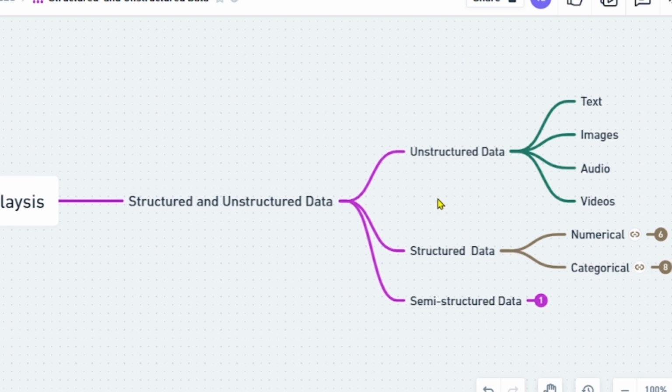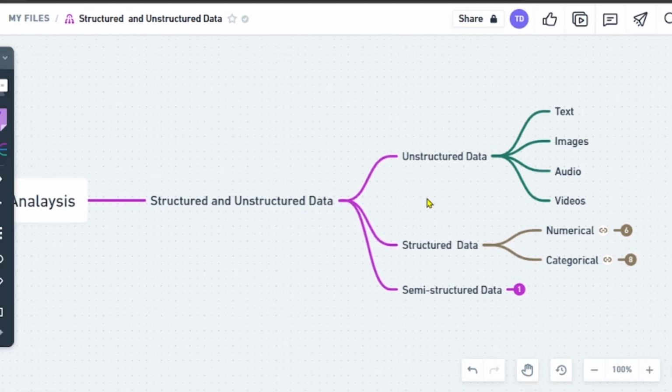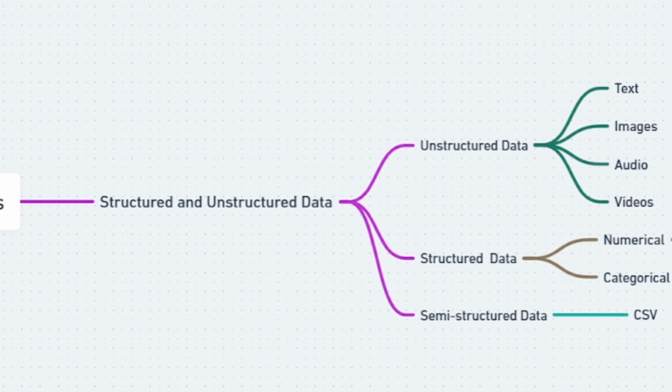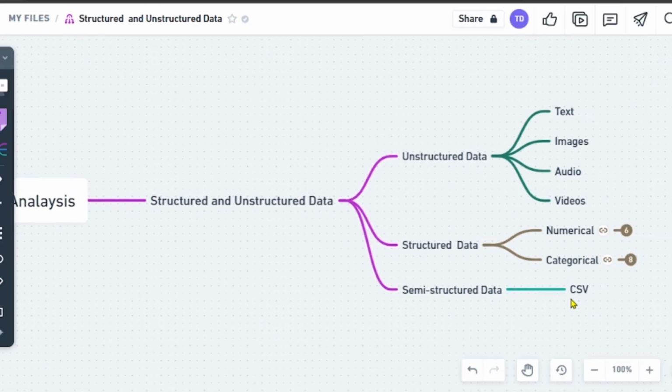Also, when we talk about data types, or structured and unstructured data, there is also semi-structured data. An example of semi-structured data is a CSV file. So you also need to understand semi-structured data, and you can go and find out what a CSV file is.